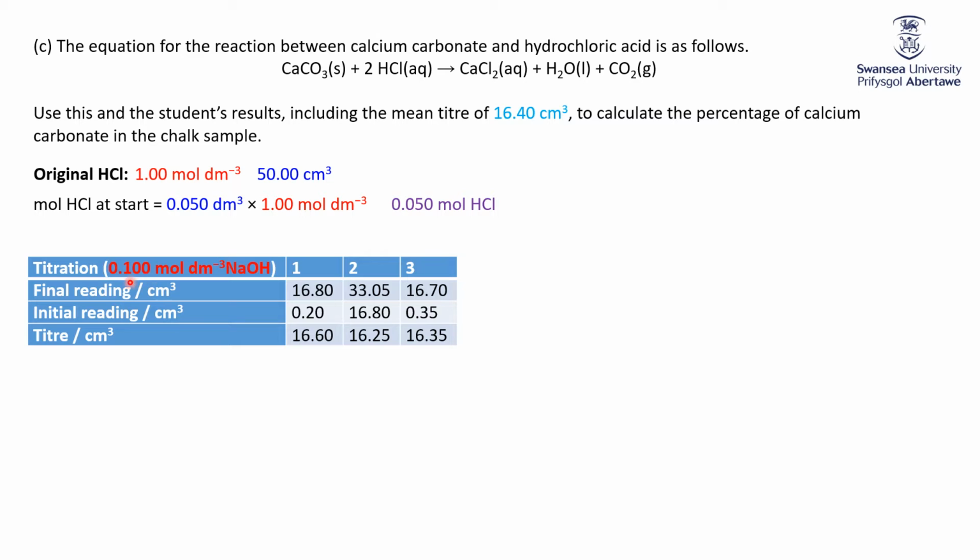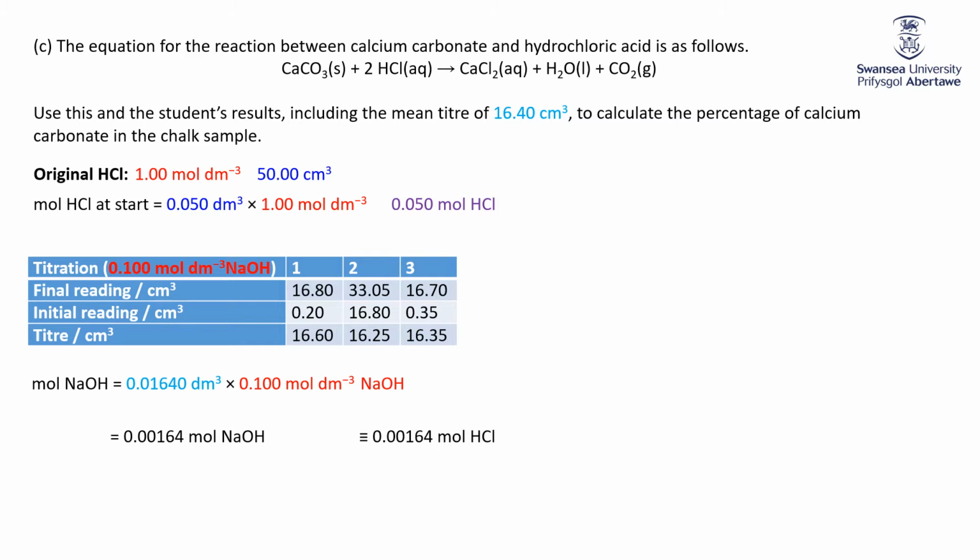This is titration using 0.1 moles per cubic decimeter of sodium hydroxide. So the moles of sodium hydroxide is the average volume, 16.4 cubic centimeters, converted to cubic decimeters, times 0.1 moles of NaOH, which is 0.00164 moles of NaOH. Now remember, this NaOH is titrating the HCl that is left.